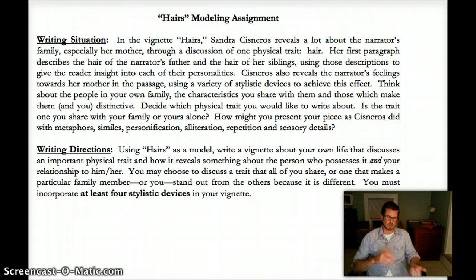As far as physical traits, you can certainly use hair. I'll show you the one that I did on Monday. I used hands. You could use feet, any physical trait, and again, it could be something that you all share, or something that is very different from person to person. But the idea again is not only are you describing the trait, but using the trait to show the other people's personalities, and, I think as important, showing the relationship that you have with those people. So now let's move on to the stylistic devices.